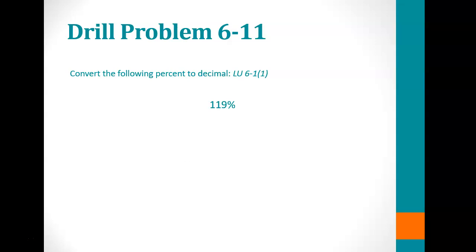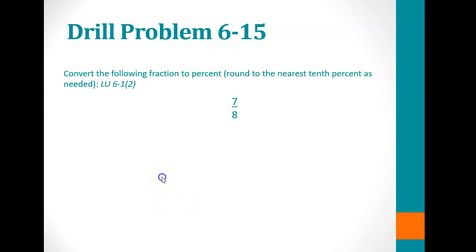What if you have 119%? What would that be shown as a decimal? To go from a percent to a decimal, drop the percent sign and move your decimal 2 spaces over to the left. Therefore, 119% is 1.19 as a decimal.